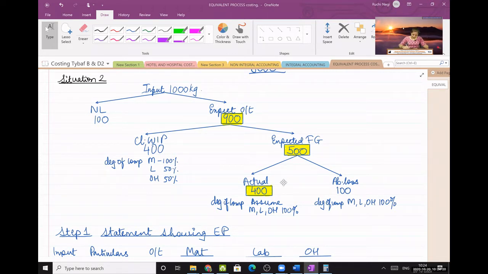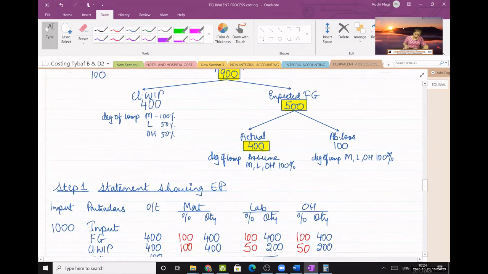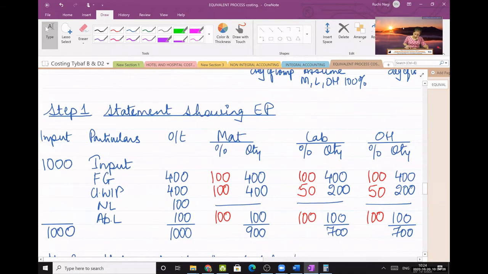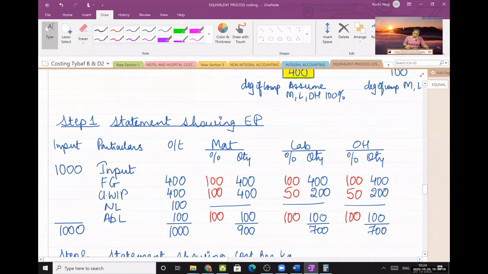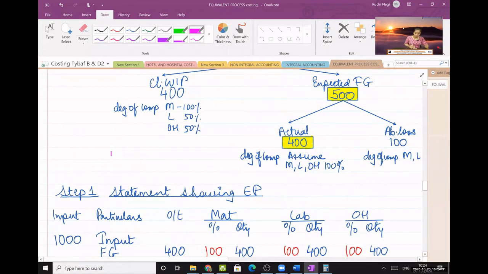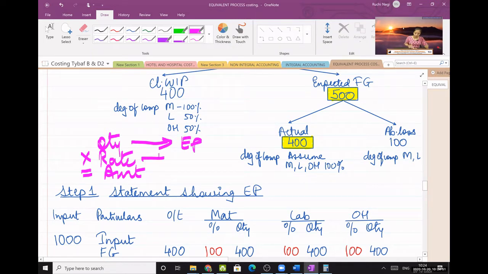Next, start with the statement of equivalent production. Step 1. What did I just tell you in the beginning, equivalent production is all about what? You're calculating the quantity, you're calculating the rate, and you're calculating the amount. Quantity multiplied with rate gives you the amount. This is all about equivalent process costing. तो इस क्वांटिटी को हम लोग इस चैप्टर में बोलते हैं ईपी, इक्विवेलेंट प्रोडक्शन. रेट को हम बोलते हैं कॉस्ट प्राइस, दैट इज कॉस्ट पर यूनिट, एंड अमाउंट को हम बोलते हैं वैल्यू. दैट्स इट.